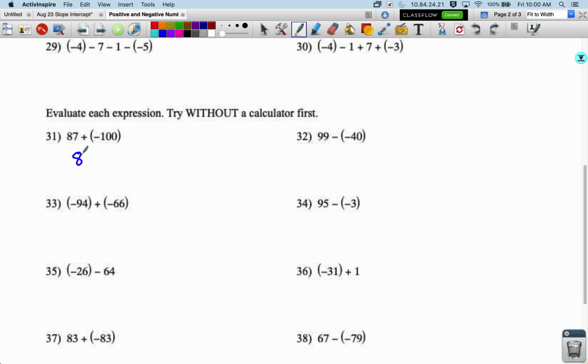31, I'm turning this into 87 minus 100. These numbers are pretty big, so it's hard to think about money. Instead, I want to just think about the different tricks I know. One is to switch this around, make it 100 minus 87, and then make our answer negative. Now I can do borrowing, and 10 minus 7 is 3, 9 minus 8 is 1, but then I knew the answer was going to be negative, so I make my answer negative. 99 plus 40, this becomes 139.